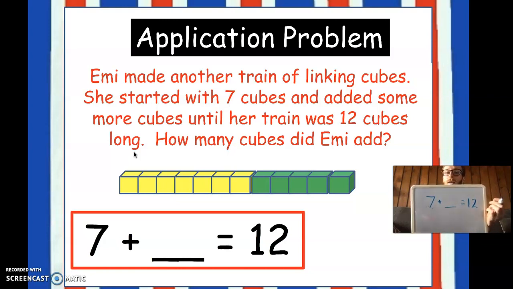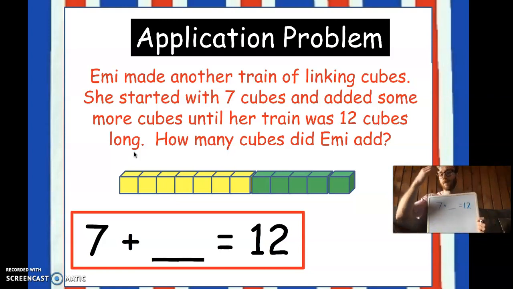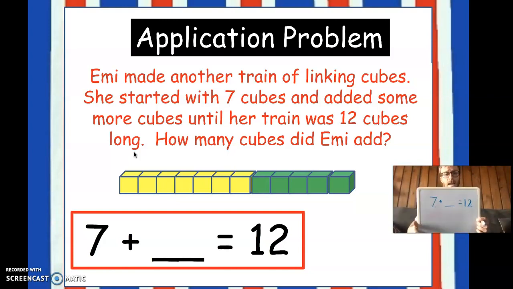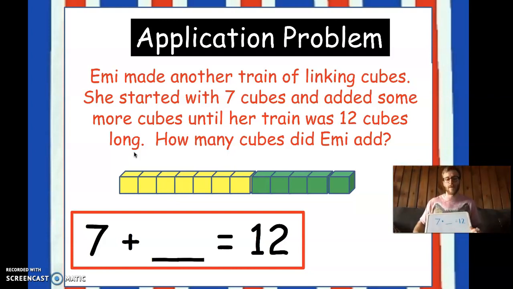And then it said she added some more cubes. I don't know how many cubes she added, so I left that blank. And then it says until her train was 12 cubes long. So that told me she ended with a train of cubes that were 12 long. So now, the way I solve this, I figured, I need to count from 7 up to 12 to figure out how many exactly she added. So do that with me. I'm going to put 7 in my head, okay? 7, 8, 9, 10, 11, 12. Stop. I said 12. So that's as far as we're going.